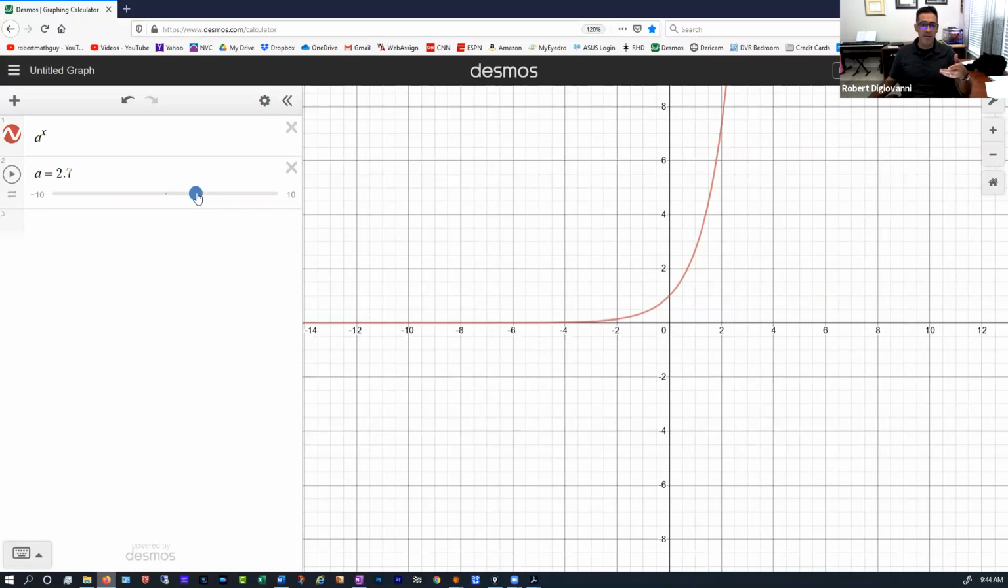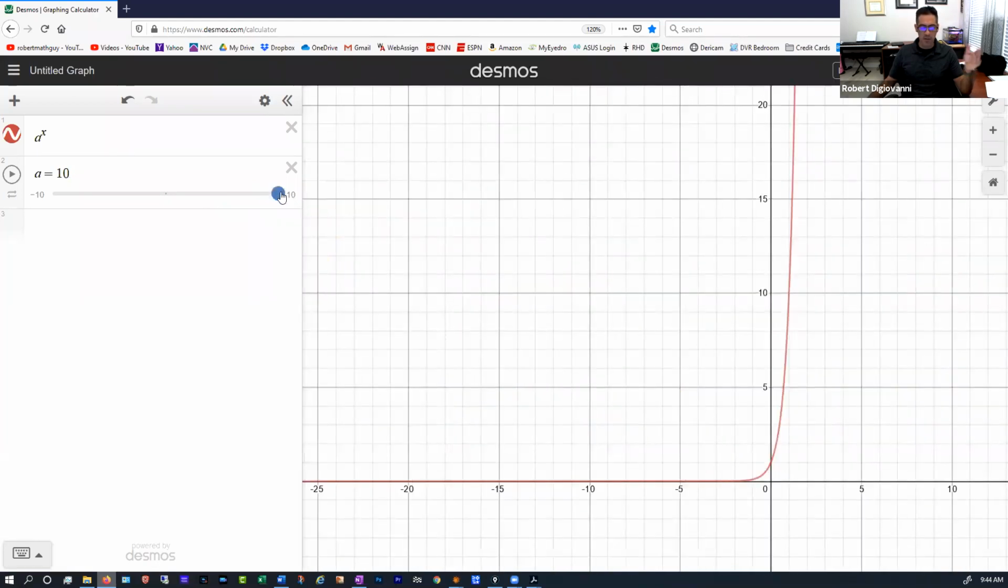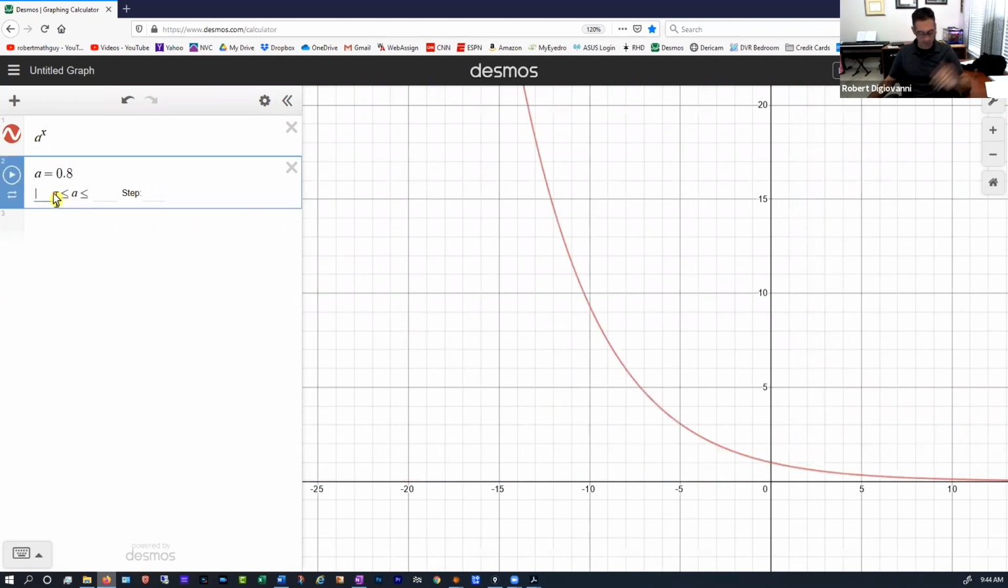10 to the x is going to be, the base is going to be bigger, right? The base is 10. So what happens when I make this value of a bigger? So look at the graph. See how it just gets steeper? And that just means that the graph grows faster. So what I want you to understand is that the bigger a is, the faster it goes up. The smaller a is, it still goes up, but just not as fast, right?